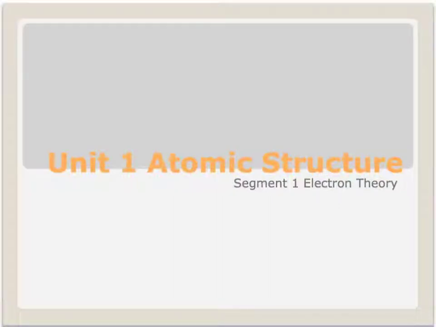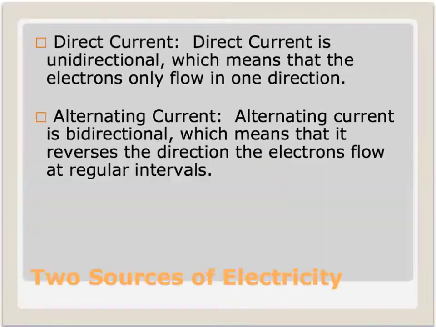So Unit 1 of our textbook is about atomic structure, and I'm going to divide this unit into a couple of short sections. The first section, atomic structure, we're going to talk a little bit about atoms. Before we talk about atoms, we're going to talk a little bit about the sources of electricity, or the two types of electricity we're going to focus our time on.